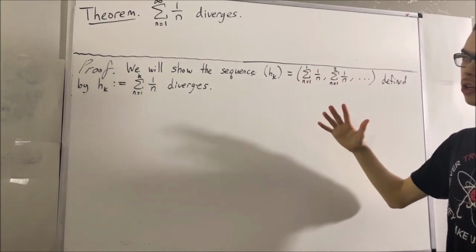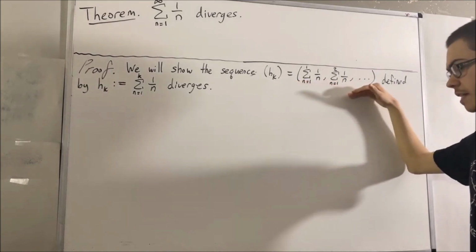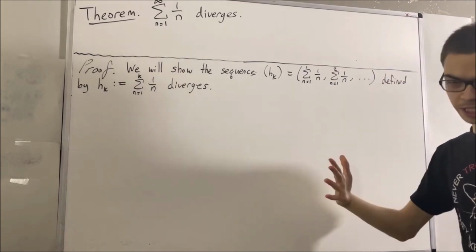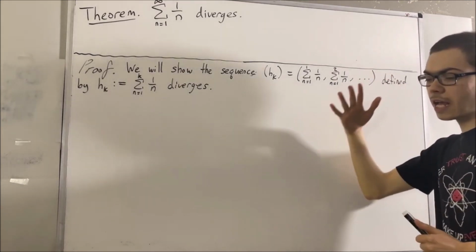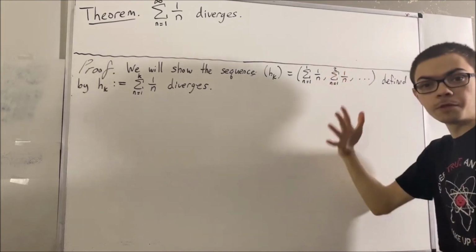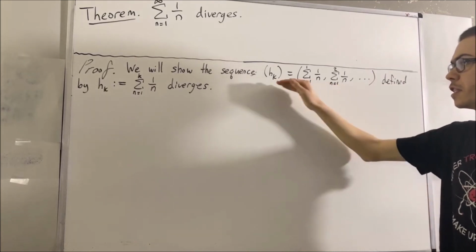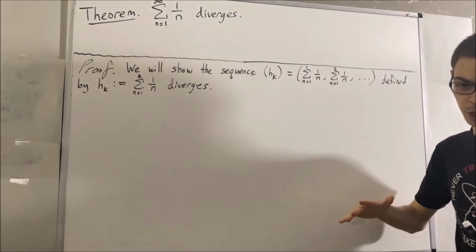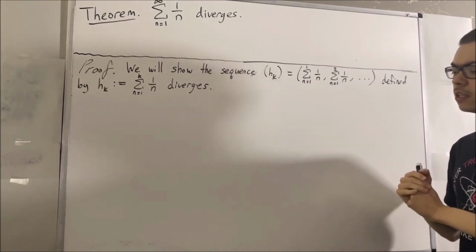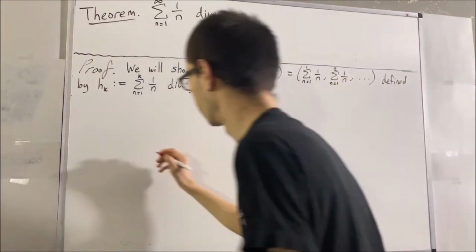And to do that, the approach we're going to take is to show that this sequence is not a Cauchy sequence. Because if you recall, a sequence is a Cauchy sequence if and only if it converges. Therefore, if we can show that this sequence is not a Cauchy sequence, then it must diverge. And that's the idea. But what is a Cauchy sequence, if you recall?